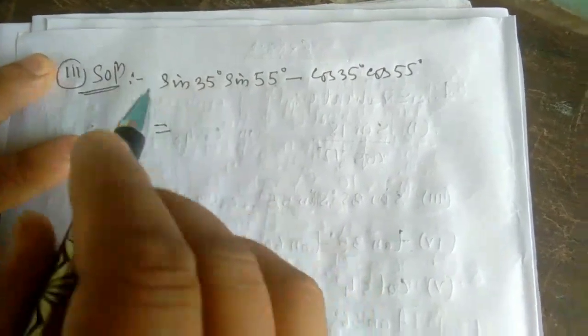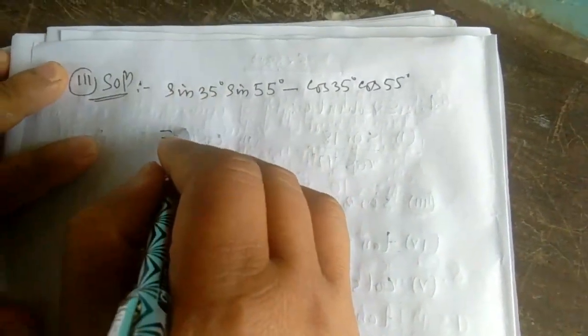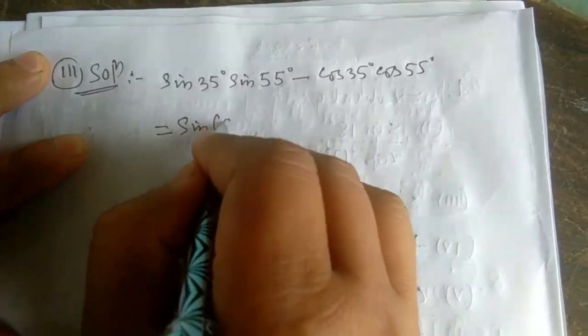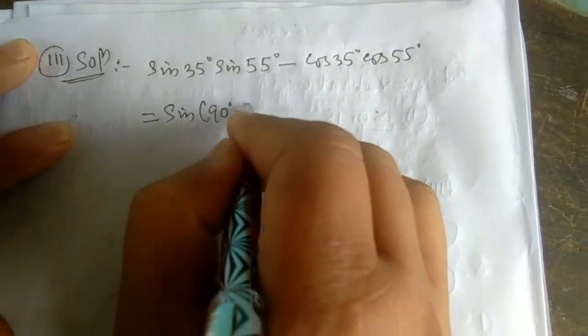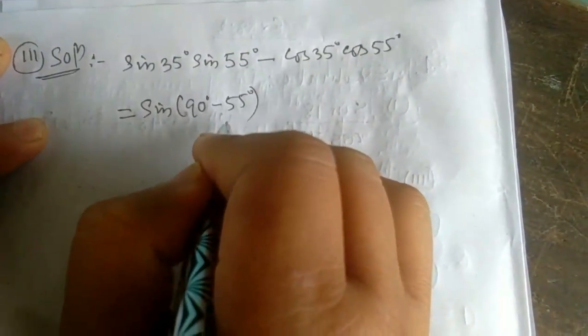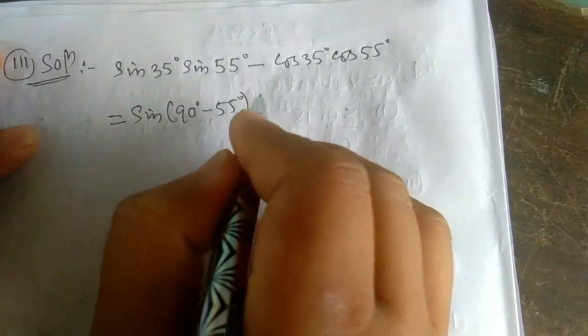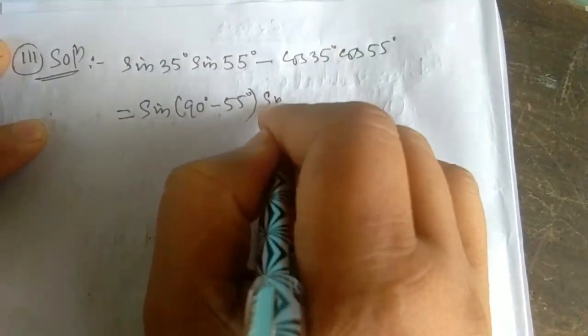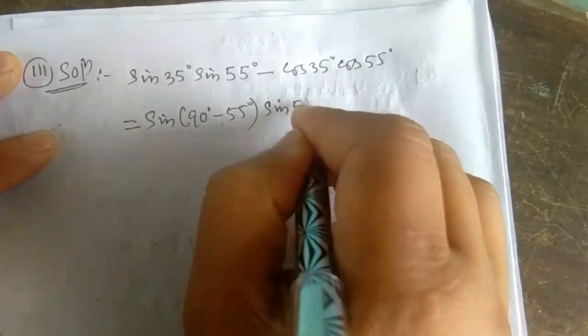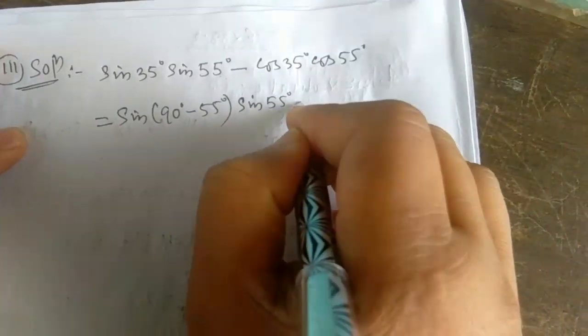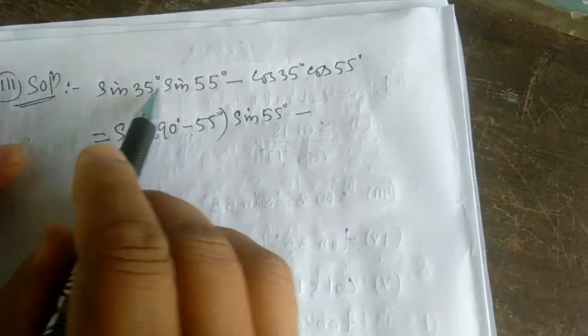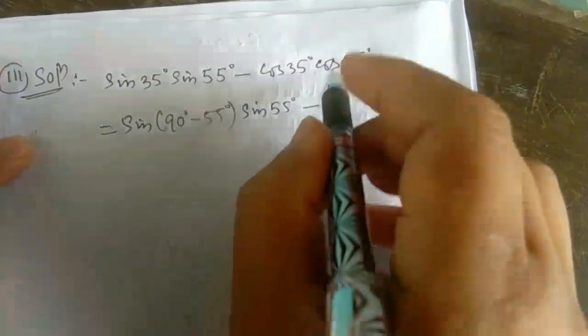So let me apply here in 35, like sine 90 degree minus 55 degree, directly. 90 minus 55 is 35. Then this sine 55 degree will remain as it is. Minus, we have applied here in 35, so you must apply here also in 35.